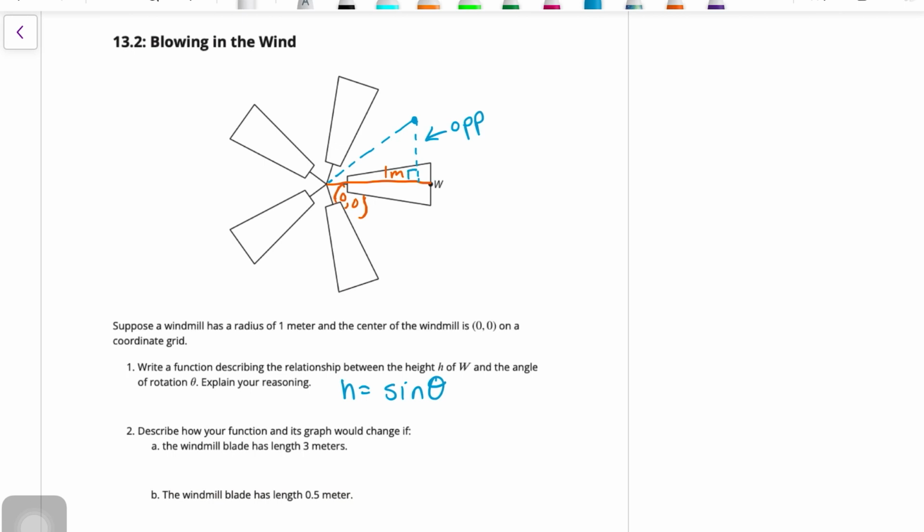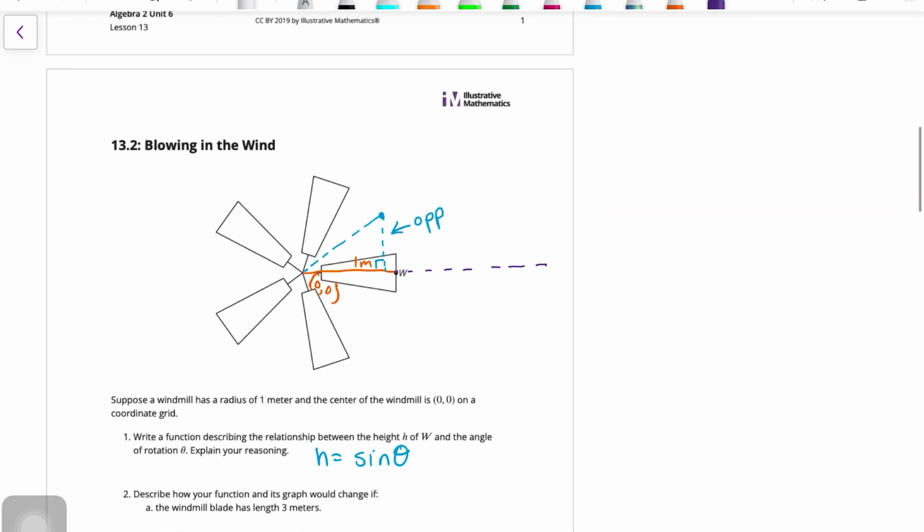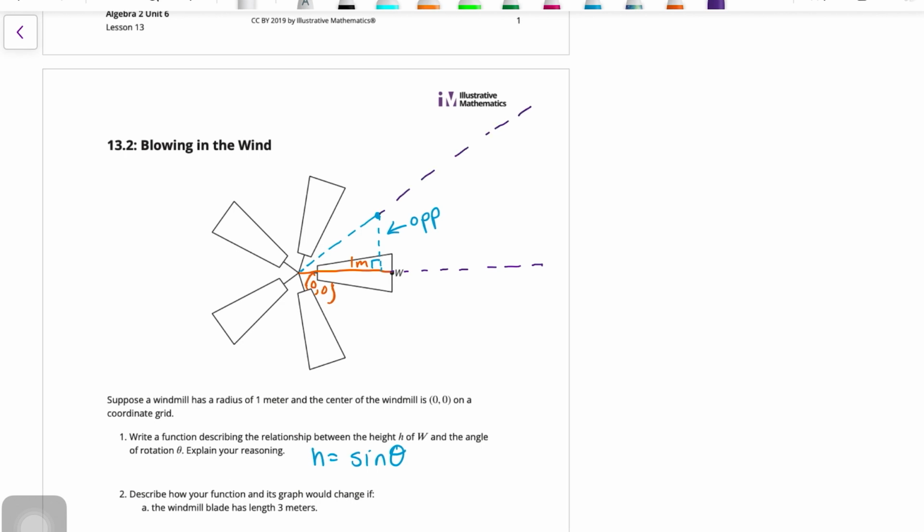So then number 2, we're going to describe how our function and its graph would change if the windmill blade was 3 meters. So instead of being 1 meter, if it was 3 meters, that's going to extend all of this by a scale factor of 3. So what happens is h is equal to 3 times the sine of theta. So we are changing that height by a factor of 3.